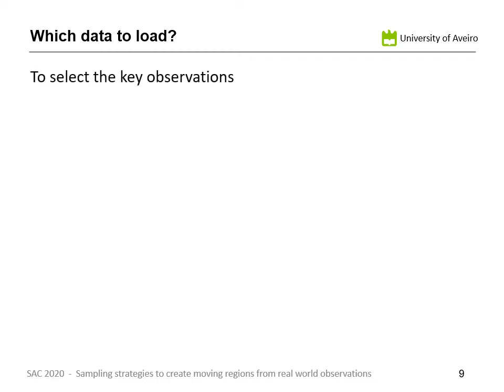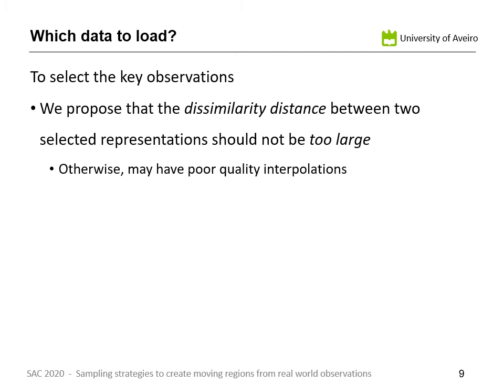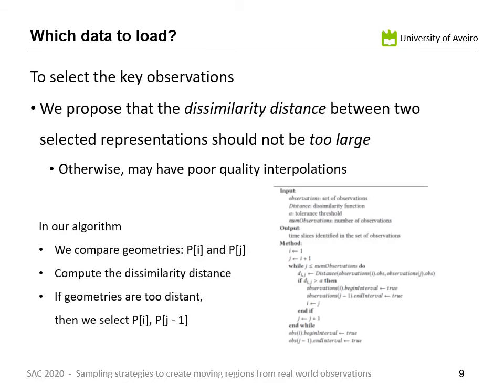In order to identify the key observations to be selected, we propose the use of a dissimilarity distance-based strategy. We propose that the dissimilarity between two selected observations should not be too large, otherwise the interpolation function may fail to create good representations. Basically, in our algorithm, we compare two geometries and compute the dissimilarity distance between them. If such distance is considered too large, then we select the last pair of observations with an acceptable distance value.